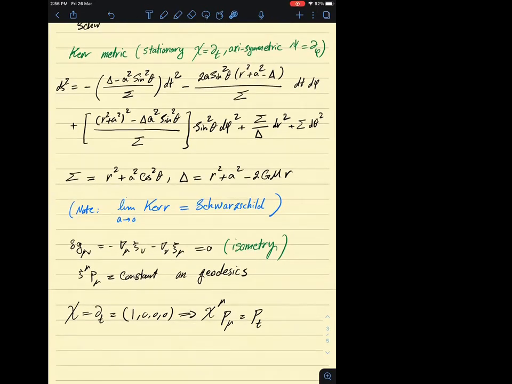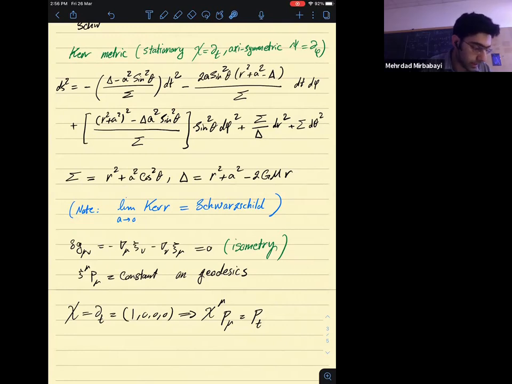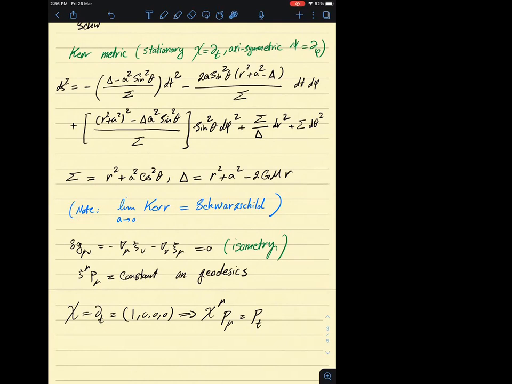Sorry, Professor. Yes. Oh, please. Do you say this Kerr metric describes a rotating black hole? This metric, yes, it describes rotating black holes. Yes. Okay. So when you say a rotating black hole, what do you mean by rotating?